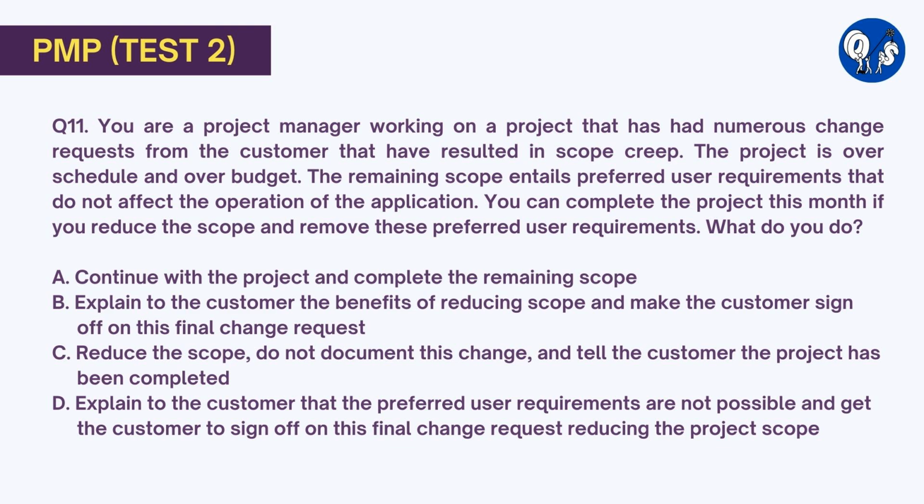Reduce the scope, do not document this change and tell the customer the project has been completed. D. Explain to the customer that the preferred user requirements are not possible and get the customer to sign off on this final change request, reducing the project scope. Option A is the best response.